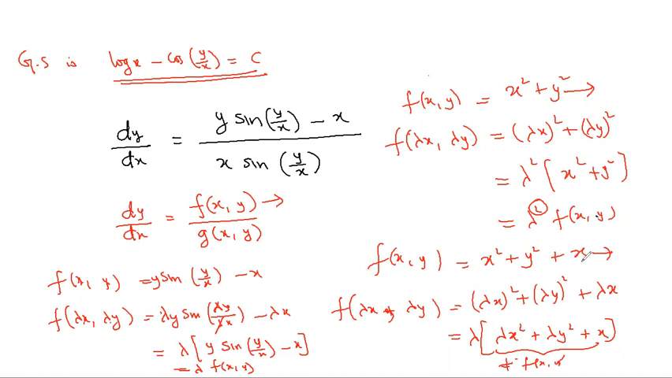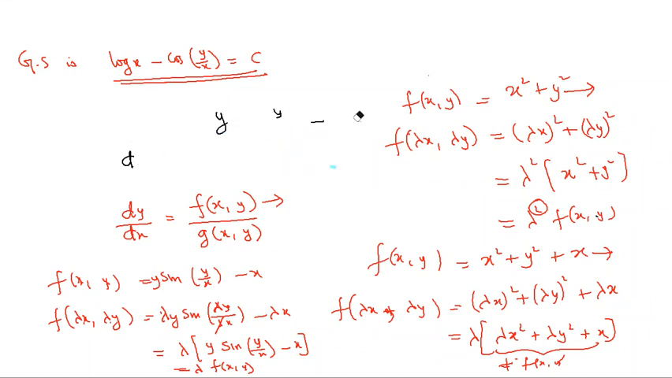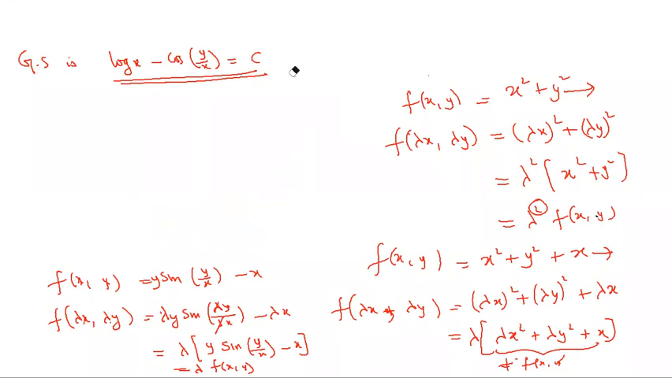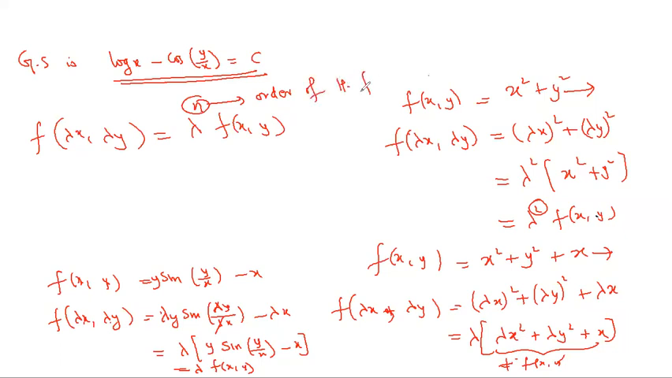Did you understand the meaning of a homogeneous expression? Just tell me, one of you, what do you mean by a homogeneous expression? When can I say a function f of x, y is a homogeneous expression? When we replace x by lambda x and y by lambda y, we get the same function multiplied by a factor of lambda raised to n, f of x, y. And n is the order of the homogeneous function.